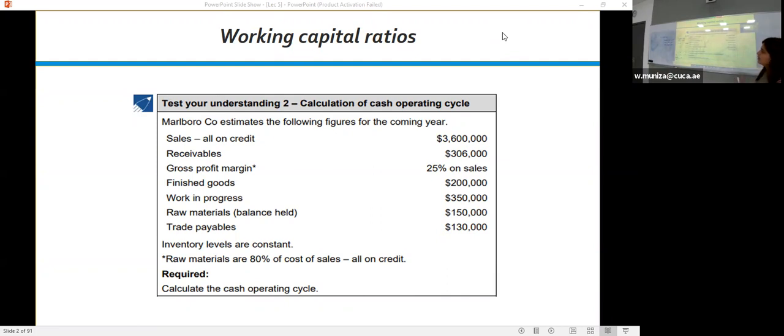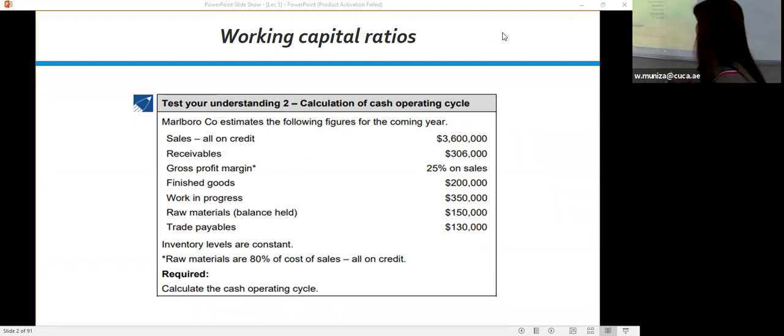And now we are simply going to calculate the holding periods. So first, let's calculate the raw material holding period. Raw material holding period. Harshit, what is the formula?